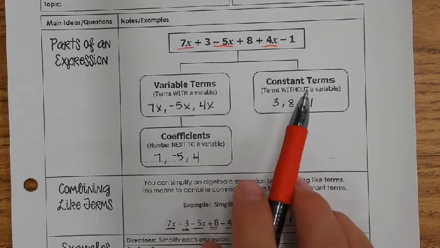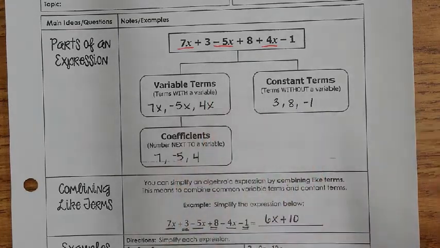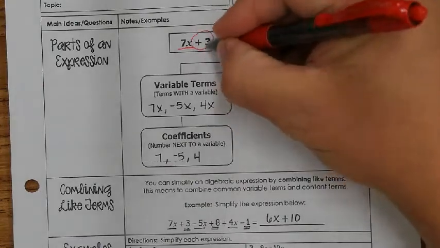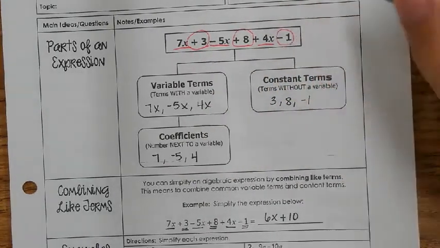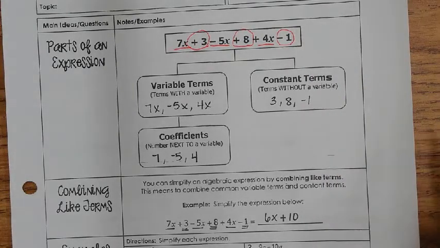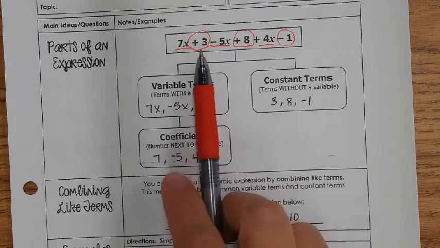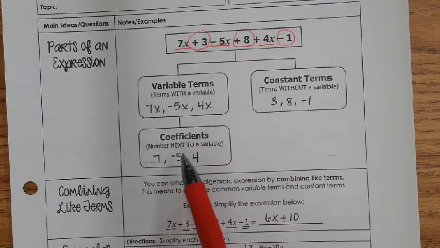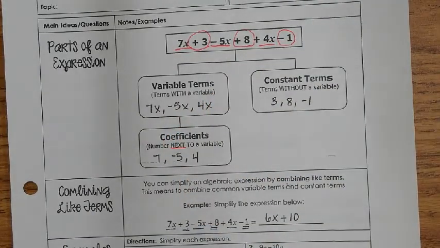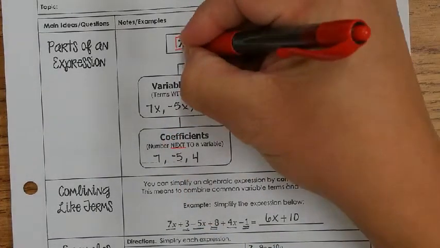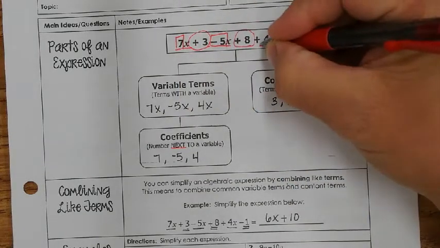Then we have constant terms. They're numbers without a variable. So that would be the positive 3, the plus 8, and the negative 1. So variable terms have a variable partnered up with it. Constants have no variable with it. Then coefficients. If you remember, coefficients are the numbers next to the variables. So that would be like the 7, the negative 5, and the 4.